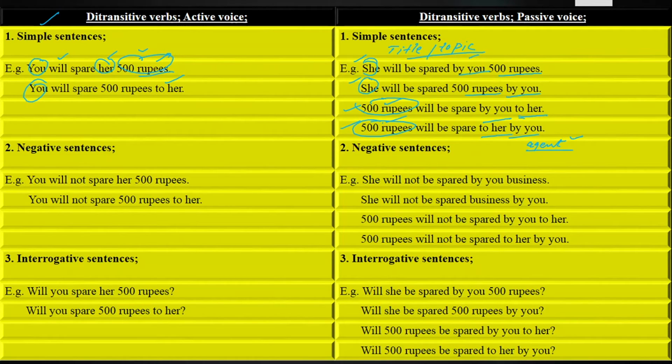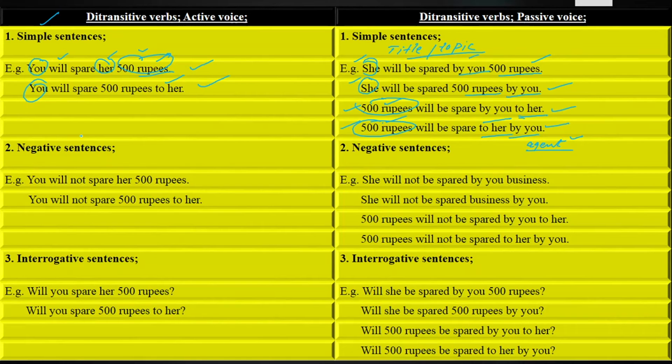Sentences will be in this way: You will spare her 500 rupees. You will spare 500 rupees to her. She will be spared by you 500 rupees. She will be spared 500 rupees by you. 500 rupees will be spared by you to her, and 500 rupees will be spared to her by you.